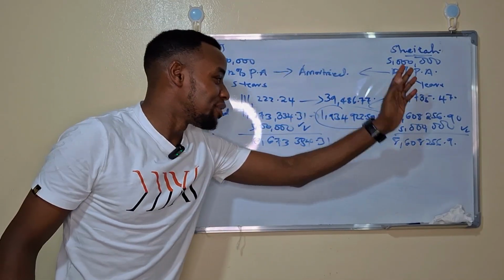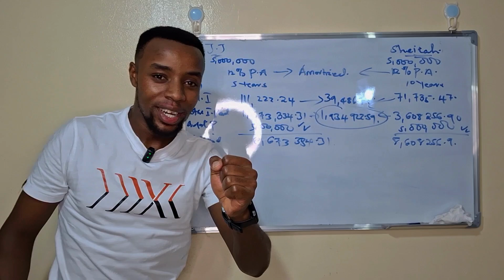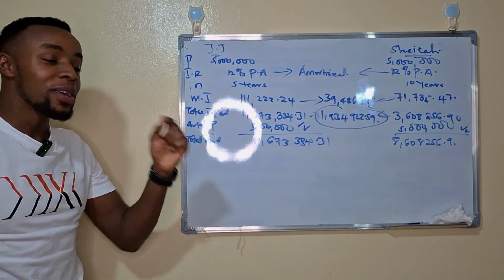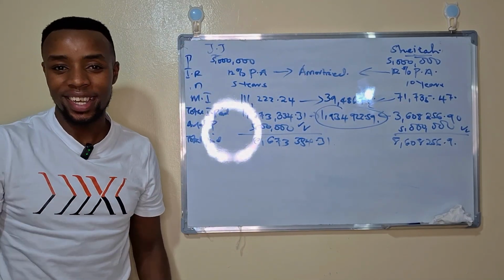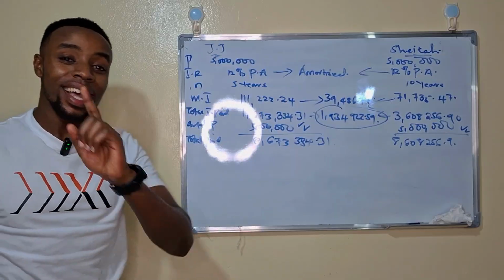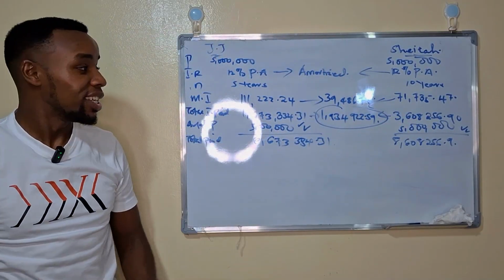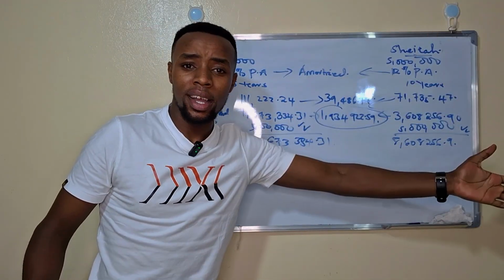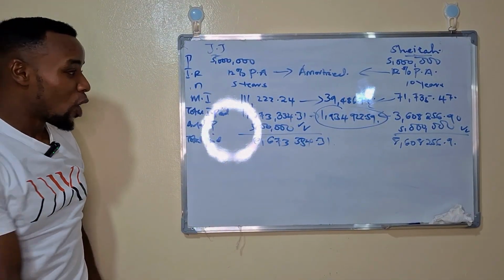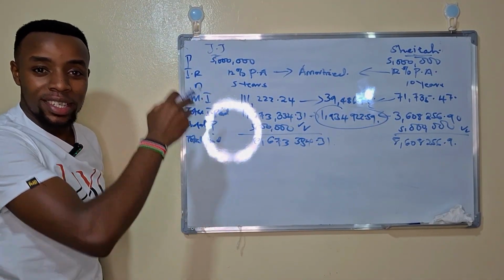So Shayla will have paid 5 million after 10 years, but JJ will have paid 10 million after 10 years. So you see the difference. JJ is ahead financially, but Shayla is lagging behind financially due to paying loans with longer repayment periods. So always choose the shortest repayment period.